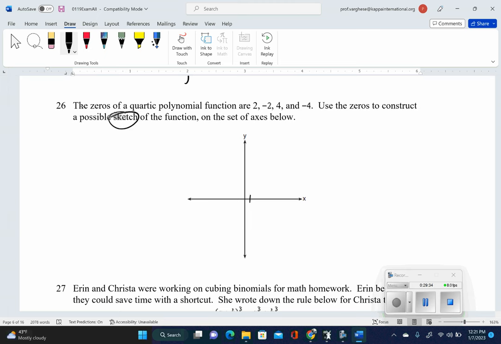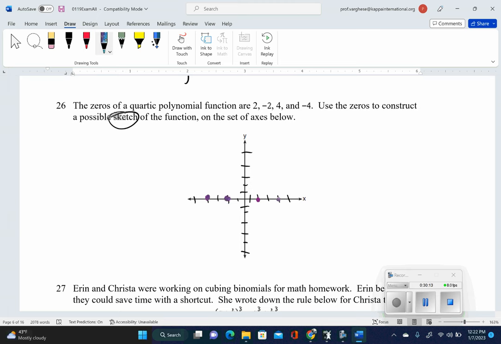So you make a scale, you make numbers right here. You're going to kind of eyeball it because it's a sketch. So you go like that, something like this. Again, this is a sketch. You go to 2 and negative 2. I'll do this in a different color so you can see it. So 2, you put a dot. Negative 2, you put a dot. 4, you put a dot. So 1, 2, 3, 4. And negative 4, you put a dot. Then you have to draw a graph through them. It's a polynomial.